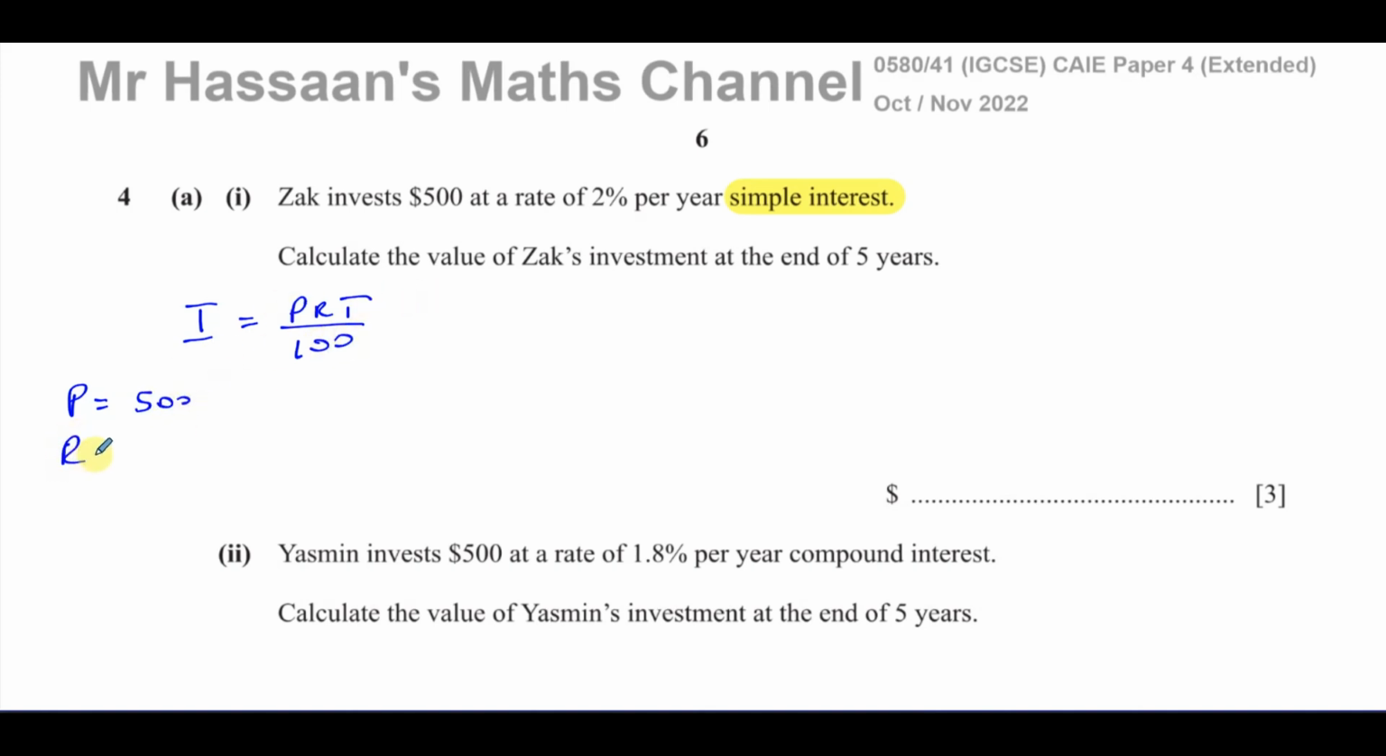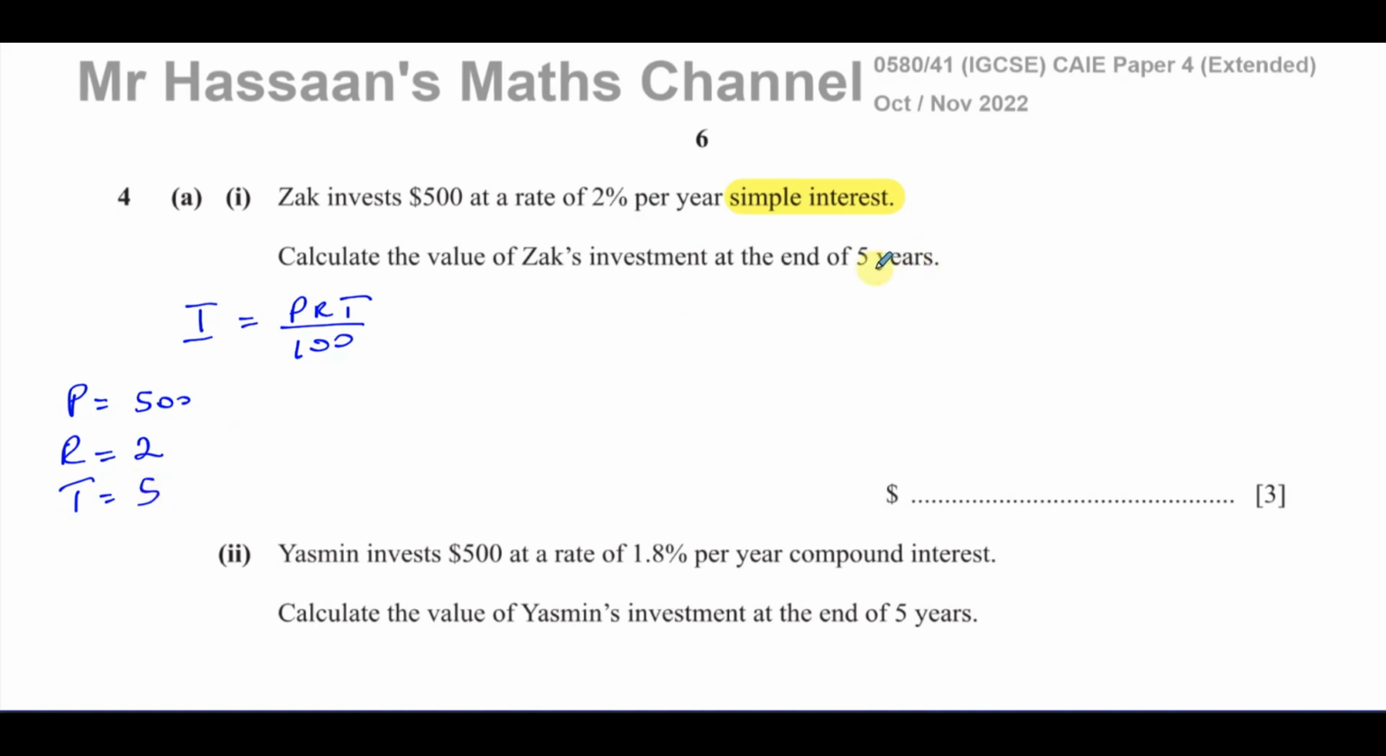R stands for the rate without the percentage sign, just the number, because this 100 basically takes care of the percent. That 100 stands for the over 100. So you just write 2. You don't write 0.02 for R in this formula. And T stands for the amount of time in years, which is 5 years.